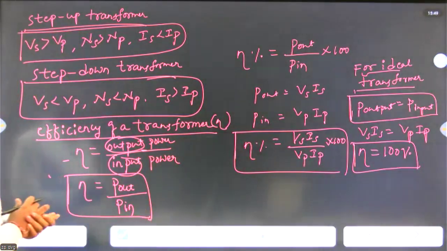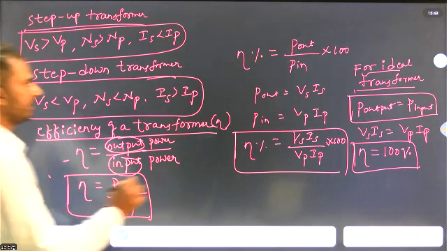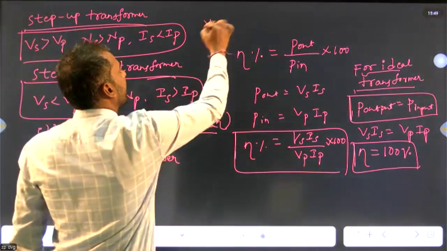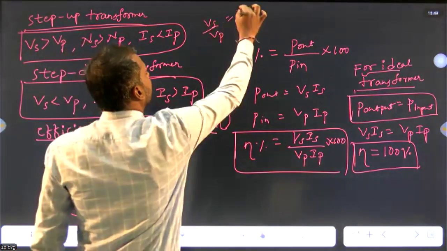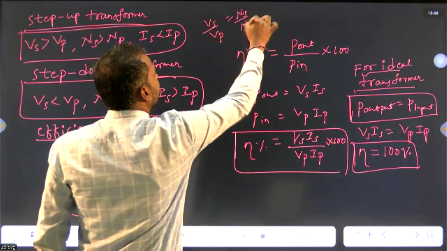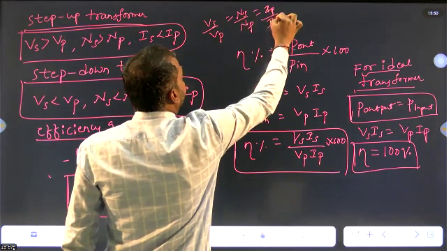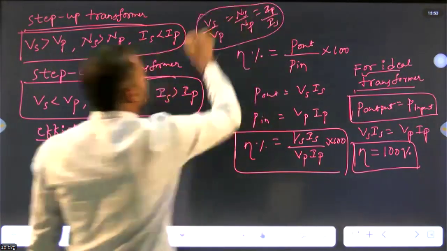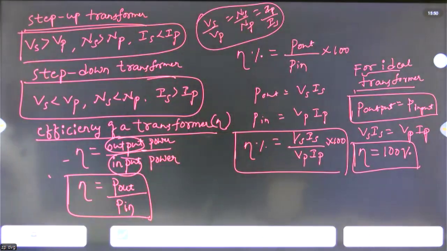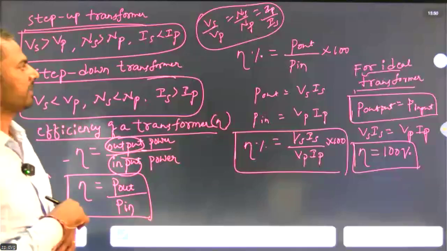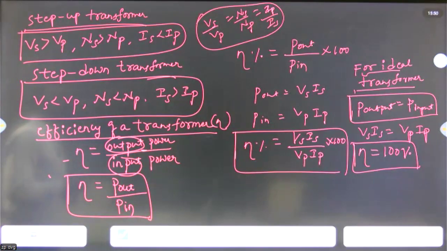Current ratio and voltage ratio. Voltage ratio is Vs by Vp is equal to Ns by Np. Current ratio is Ip divided by Is. So, this completes the chapter alternating current. Next, we'll solve some problems based on the concepts explained yesterday and in today's class.